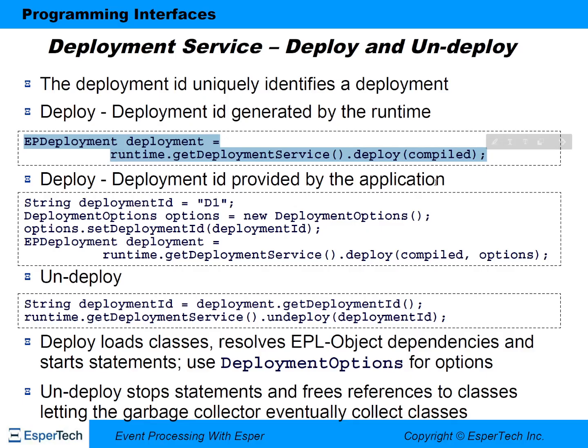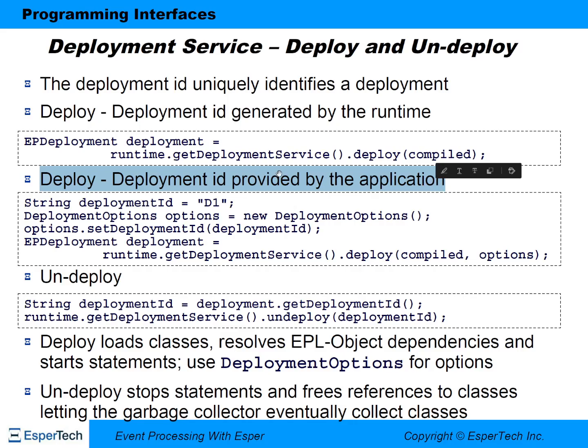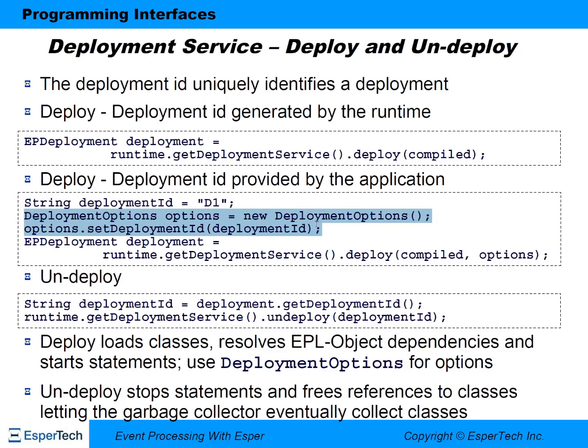To deploy a deployment, with the deployment ID provided by the application, this is what the code looks like. DeploymentOptions options equals new DeploymentOptions(). options.setDeploymentId(deploymentId). EPDeployment equals runtime.getDeploymentService().deploy(compiled, options). To undeploy, get the deployment ID and then call runtime.getDeploymentService().undeploy(deploymentId).